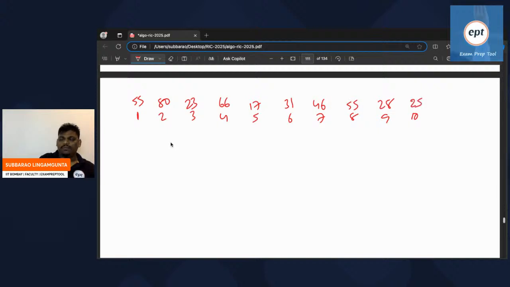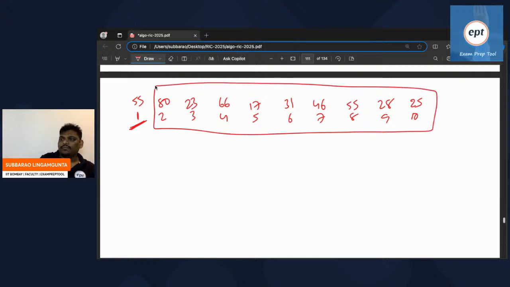Some numbers. So as per the definition, what is he saying? An element is said to be a leader if it is greater than all elements present on the right hand side. I think the first 55 is not a leader because on the right hand side, some elements are greater. So he is not a leader.